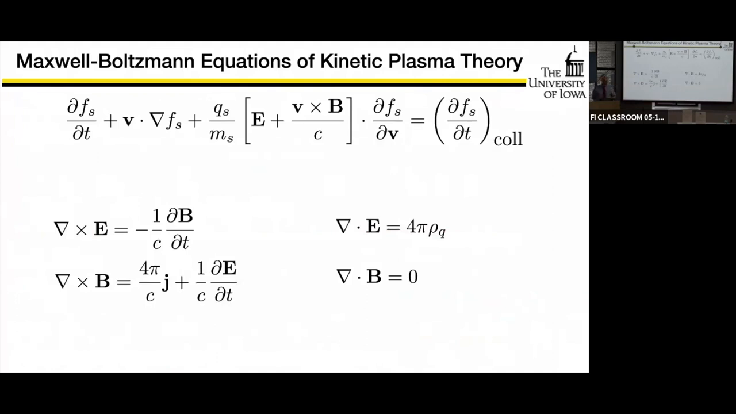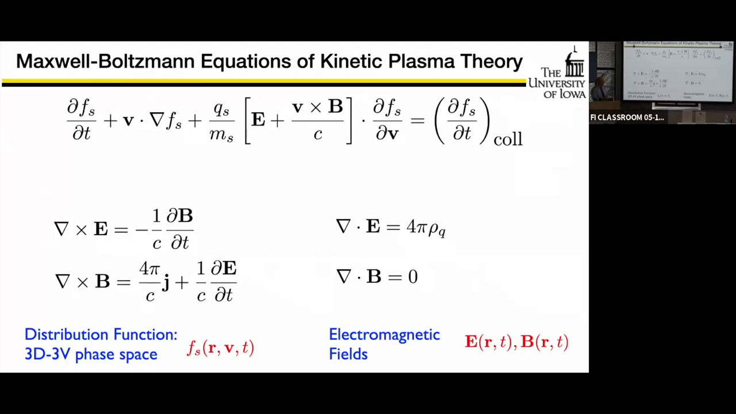So the weakly collisional plasmas are governed by the Maxwell-Boltzmann equations of kinetic plasma theory. So we've got a Boltzmann equation for each species, and that evolves a distribution function in 3D-3V phase space. So this is a 6-dimensional phase space, 3 dimensions in physical space, and 3 dimensions in velocity space, as well as time. And this system is closed by Maxwell's equations, which give us the electromagnetic fields in terms of the current density and the charge density.